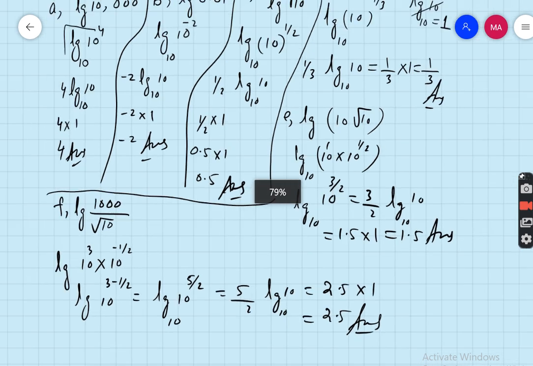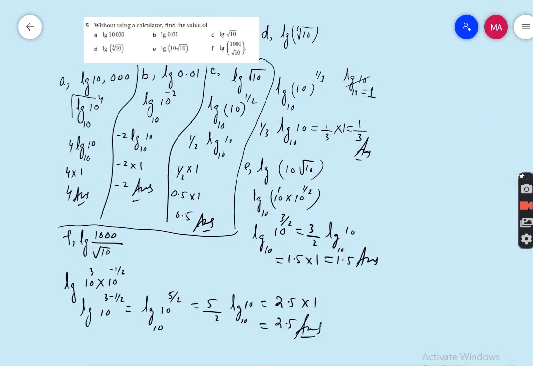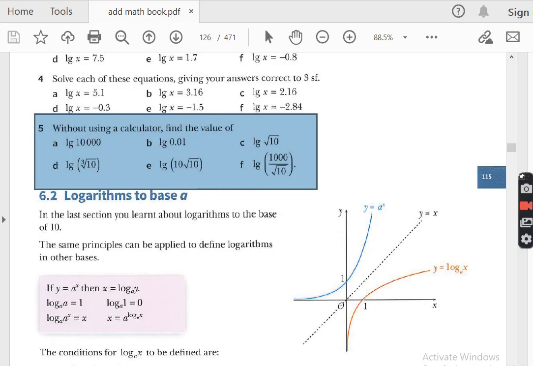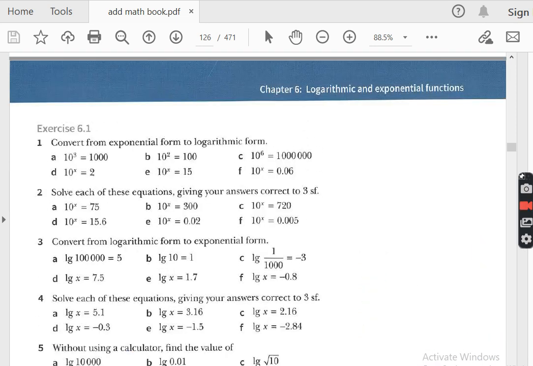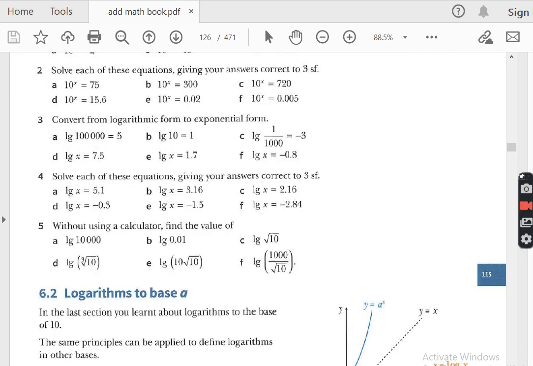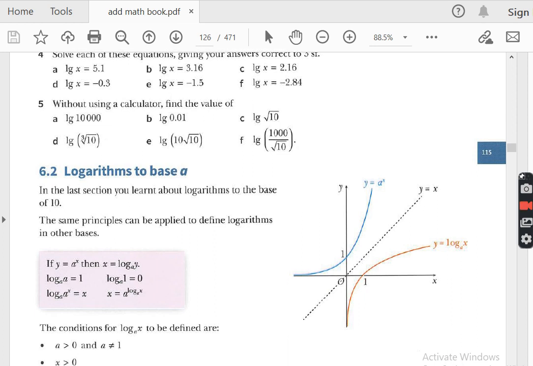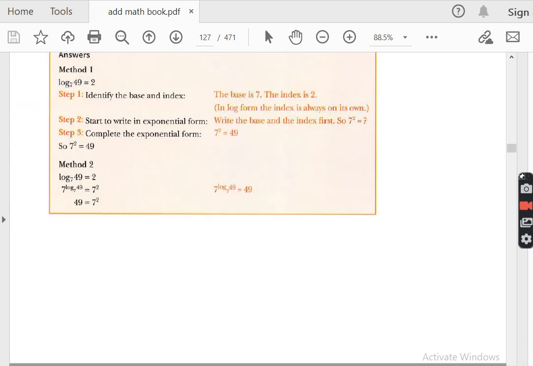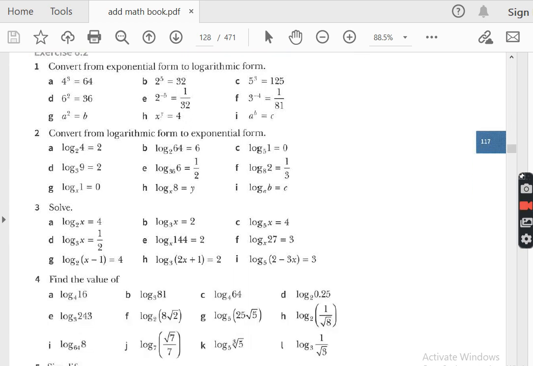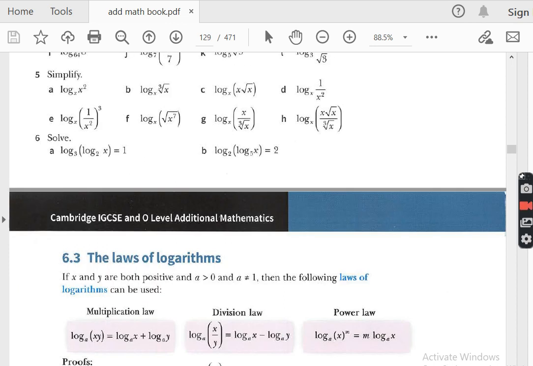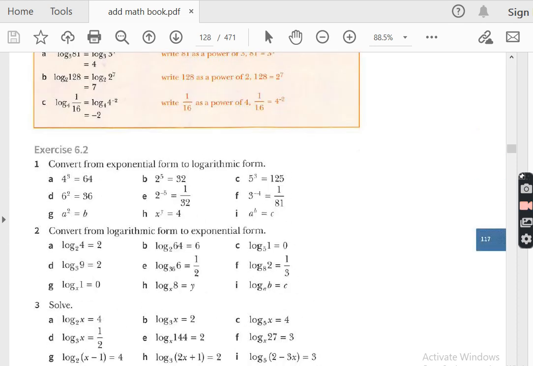You can see the whole summary of the question. All parts we have done. How many questions remain in this exercise? Nothing. So this is our today's class, where we finished the whole exercise 6.1. In the next lecture, we will do exercise 6.2, and the topic is logarithms to base a. What does it mean? I will tell you in the next lecture. How many questions are in exercise 6.2? 1, 2, 3, 4, 5, 6. Only 6 questions. So I will try to finish the whole exercise in the next lecture.